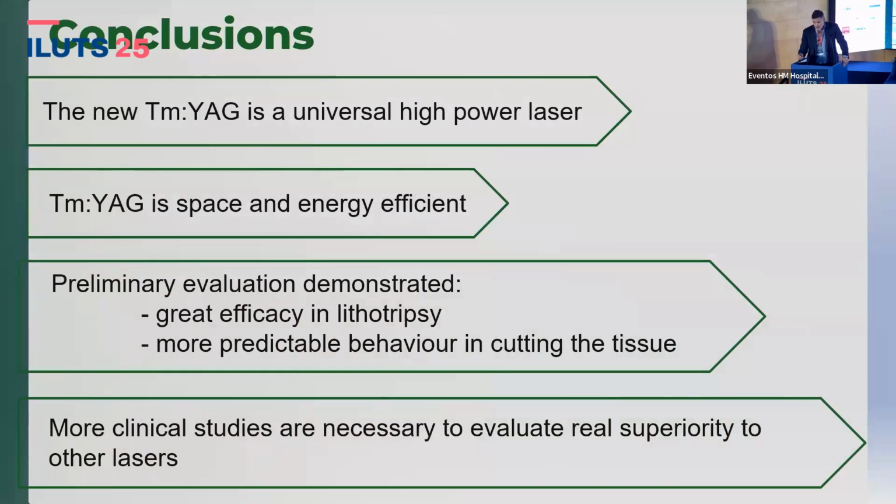So, conclusions: the new thulium YAG is a universal high-power laser. You can do stones, you can do BPH, and it is space and energy efficient. The preliminary evaluation demonstrated great efficacy in lithotripsy and more predictable behavior in cutting tissue. But of course, we need more clinical studies in the future to evaluate the real superiority to other lasers.